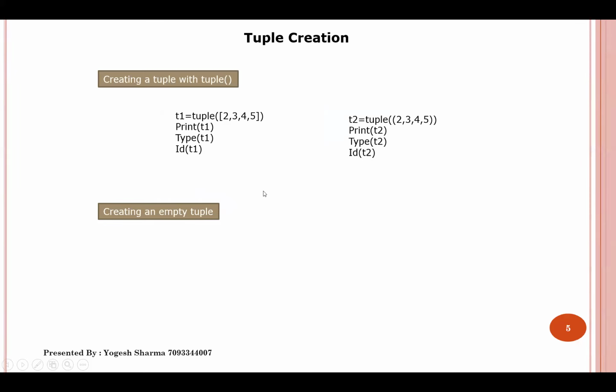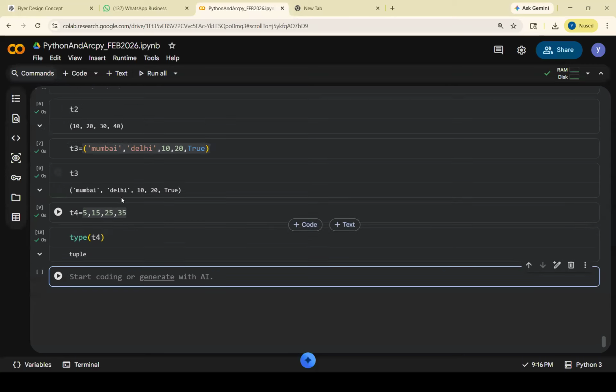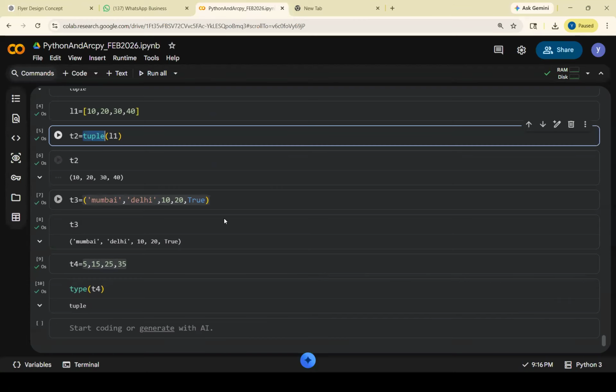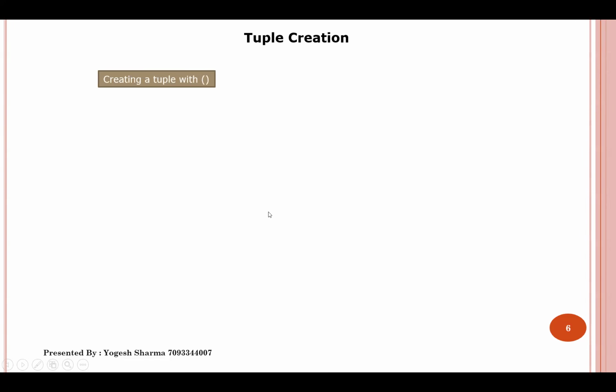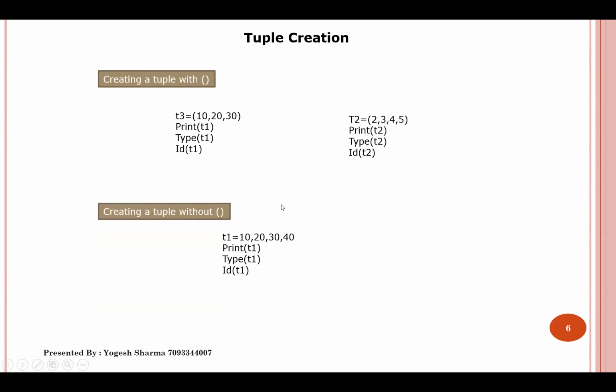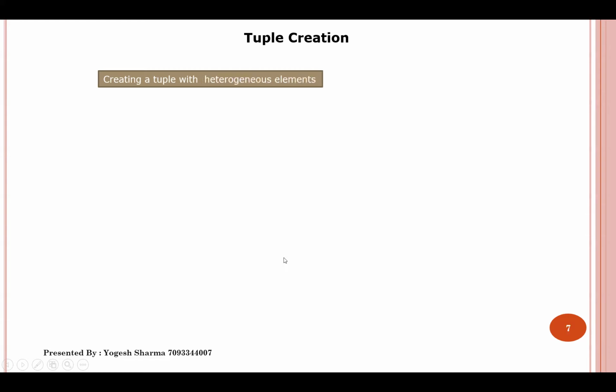Now, creating an empty tuple, that we already know. If we want to create an empty tuple, we can simply use the function tuple. After that, creating a tuple with the help of parenthesis, that we have also seen. Creating a tuple without parenthesis, that we have also seen.